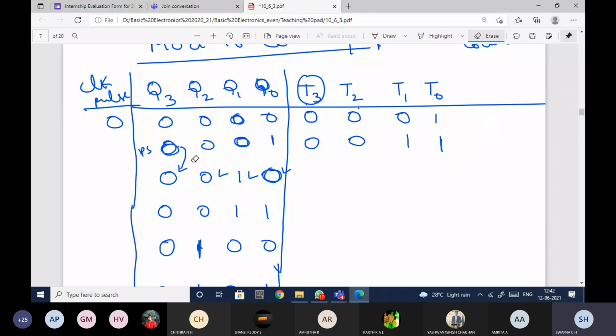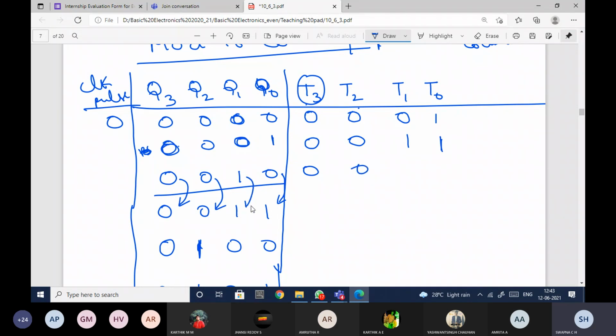So when I give these as T0, T1, T2, T3 inputs, my flip-flop will change to the next state as 0, 0, 1, 0. Now the present state is this one. I need to get the next state. In the sense, I need to compare with the next one. So what input should I give to T3, T2, T1, T0, so that I'll get 0, 0, 1, 1. Q3, no toggling, so 0. Q2, 0, 0, no toggling, so 0. Q1, 1, 1, no toggling, so the input should be 0. T1 input should be 0. Q0, 0 to 1, toggling is happening, so the input will be 1.